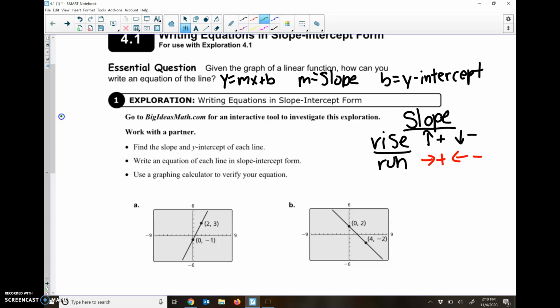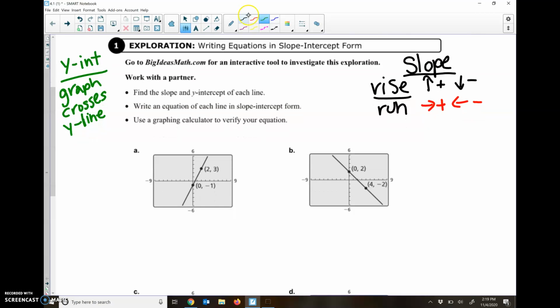So there's slope, and then y-intercept is our b. Our y-intercept is just where the graph crosses the y line. It's usually just a whole number. Very rarely is it going to be a fraction for us. But you've got to see where it crosses that y line. So we're going to write it out in pretty much every problem: y equals our slope, and then x, and then plus or minus whatever the b is.